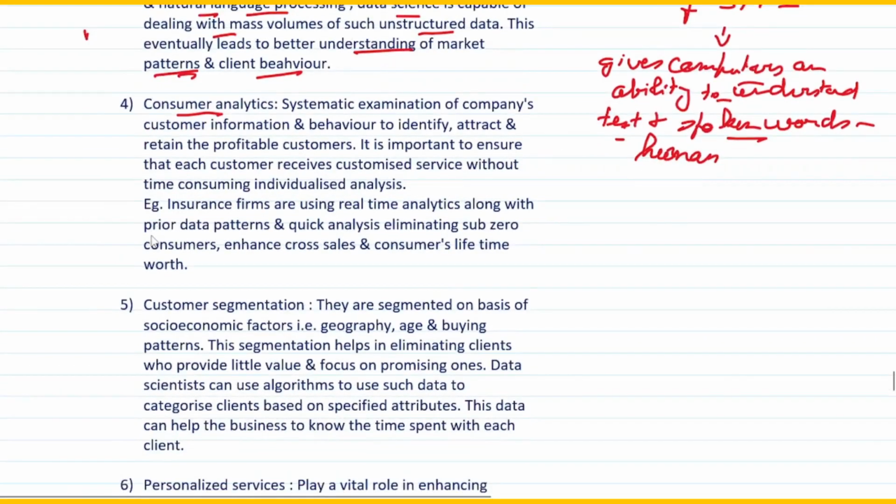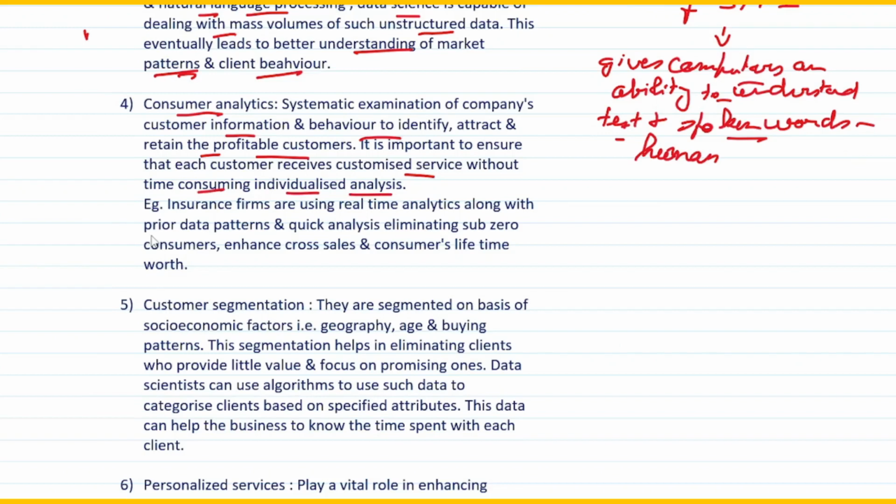What is consumer analytics? It is the systematic examination of a company's customer information and behavior to identify, attract and retain the profitable customers. So consumer analytics says that whenever a company is using the information available to it for identifying, attracting and retaining the profitable customers, that is called consumer analytics. Now it is important to ensure that each customer receives customized service. Yes or no? If the service is personalized, it's more likely that you can retain the customer. And because it is done through a system, it can save a lot of time for you. So it says it is important to ensure that each customer receives customized service without time consuming individualized analysis.